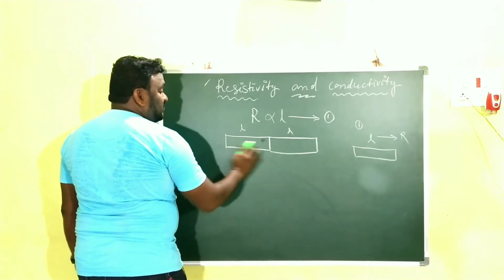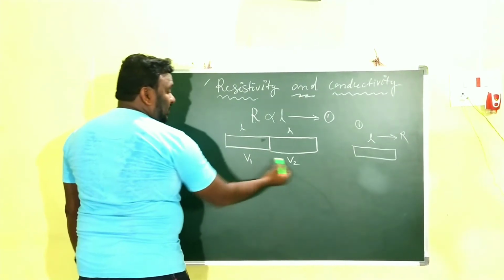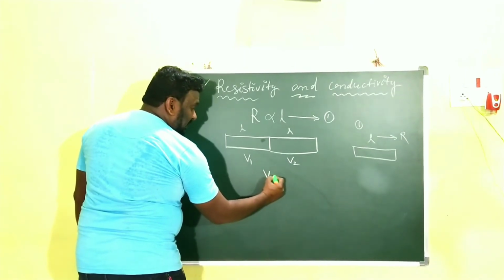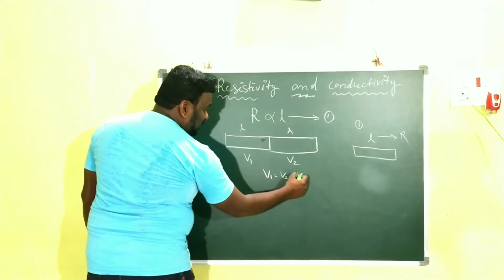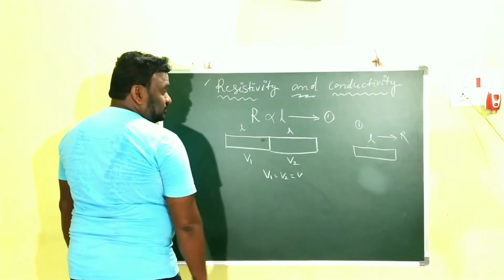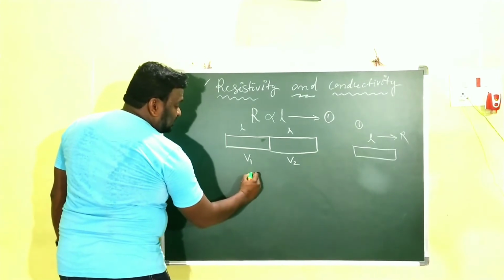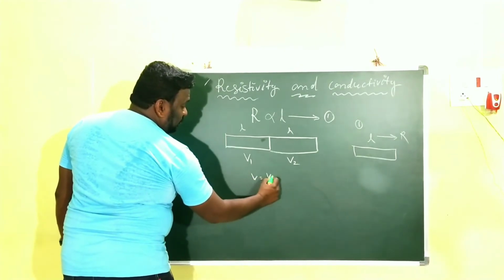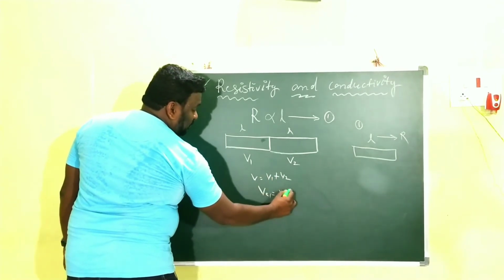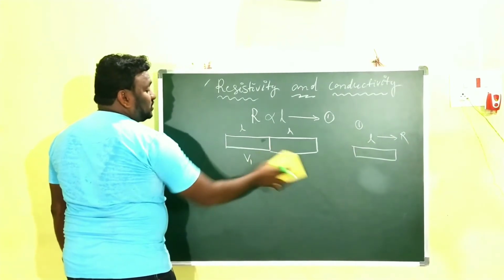The potential across the first slab is V1 and across the second is V2. Here we take V1 equals V2 equals V, that means the same potential is across both. Now the total potential is what? In series combination, what do we take? V equals V1 plus V2. That means V effective equals V plus V, that is 2V. When we have it like this, the potential is 2V.